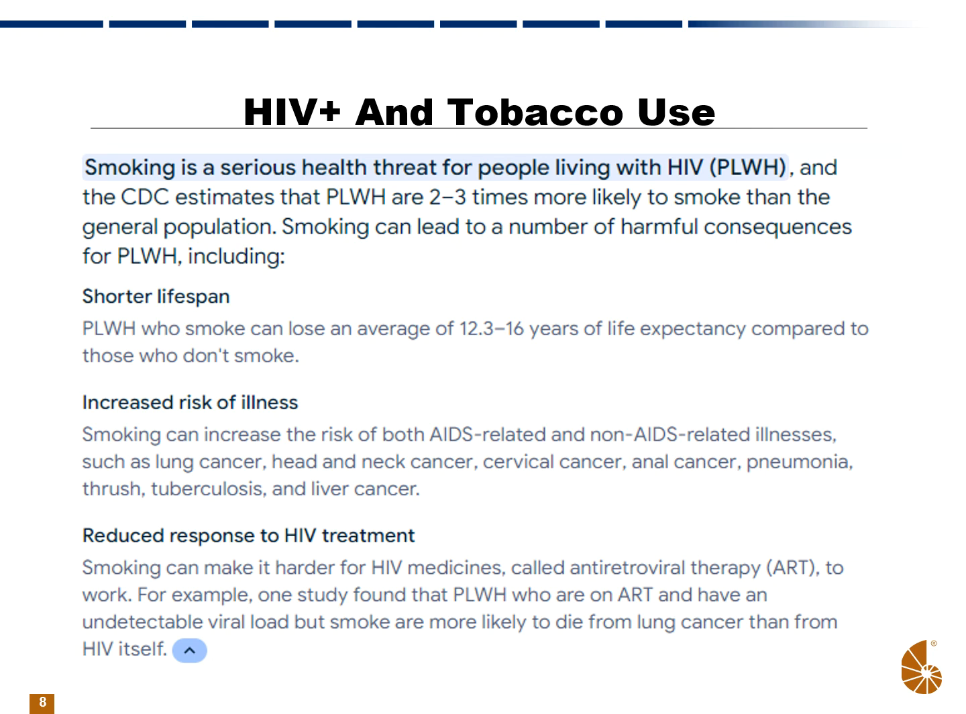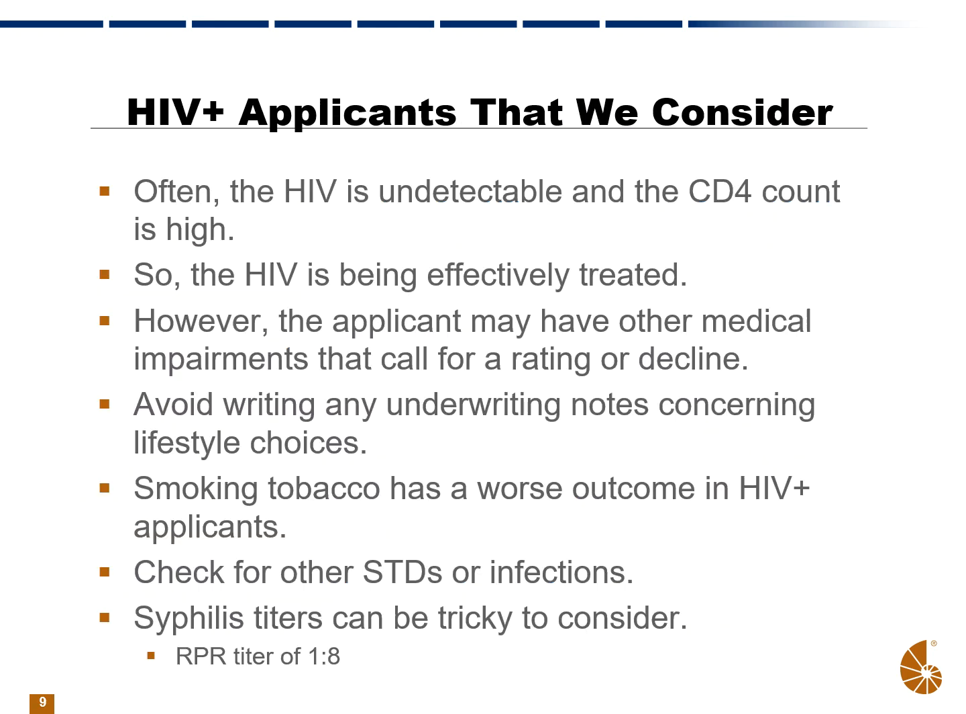Fortunately for applicants that come through for life insurance, the number is much smaller than that. So HIV positive applicants that we consider, often the HIV is undetectable and the CD4 count is high, which is favorable. So the HIV is being effectively treated. However, the applicant may have other medical impairments that call for a rating or decline. Avoid writing any underwriting notes concerning lifestyle choices in the record, and smoking tobacco has a worse outcome in HIV positive applicants.